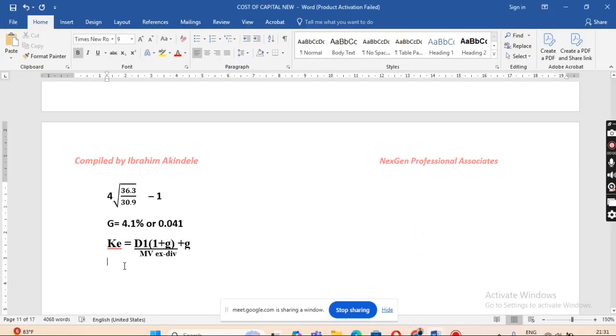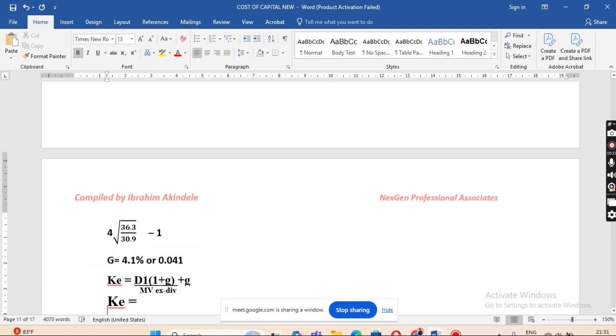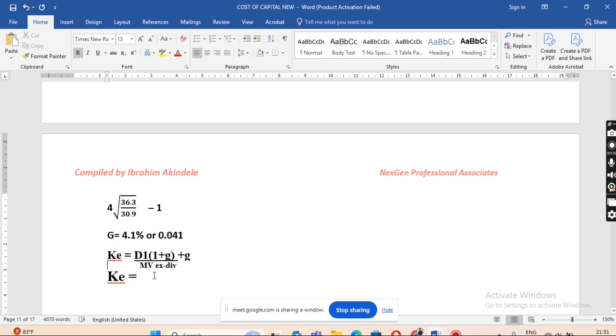Okay, now if this is established, we already know the current dividend, right? So now we can have KE equals to, what is the D1? D1 is 36.3, which is the current. Please, you guys should be giving me figure too. Divided by 1 plus growth rate.